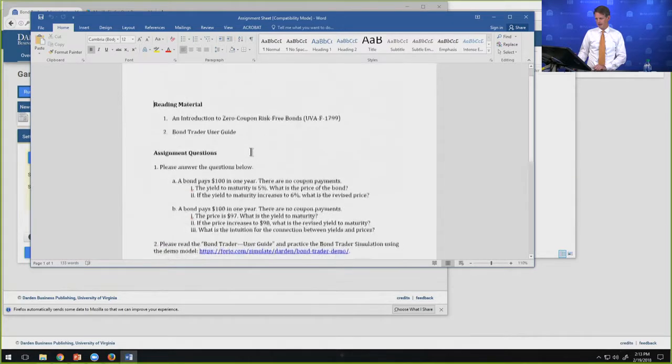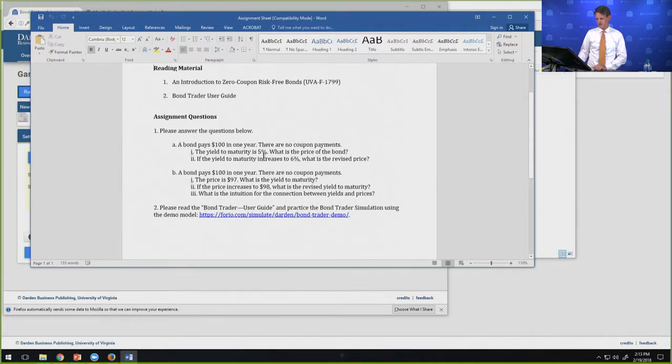And then there's a couple of assignment questions. These are some simple bond math questions to get them thinking about yield to maturity and applying the zero coupon risk-free bond note. And then this demo. They should take advantage of that by going through it, and that'll provide an opportunity for them to actually do some trading prior to class and get comfortable with it so that we can use the class time.